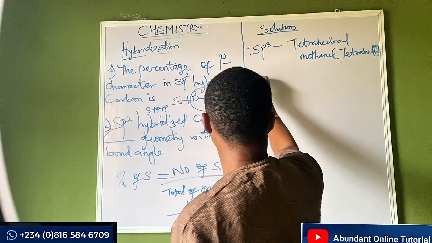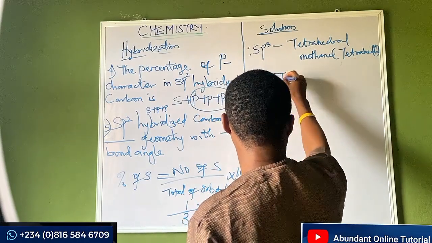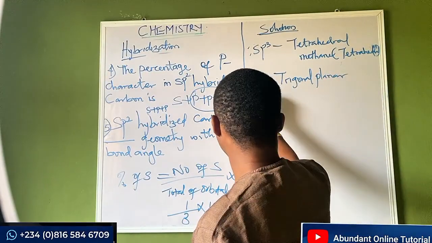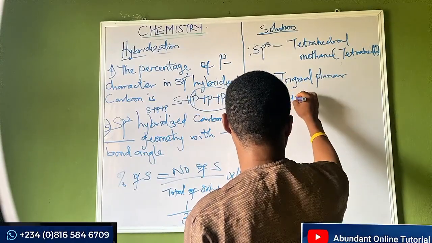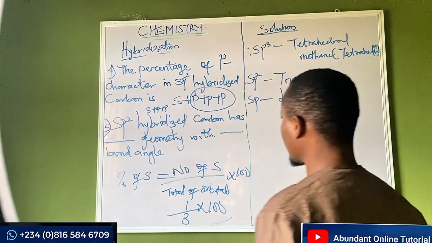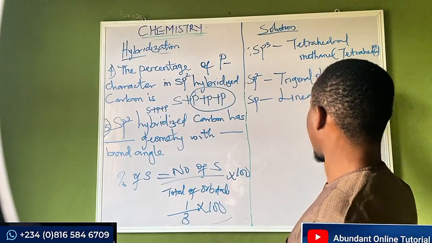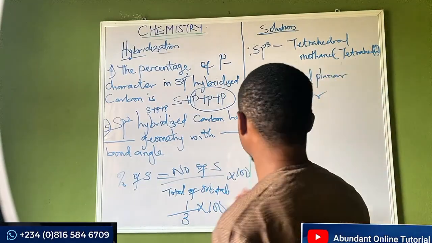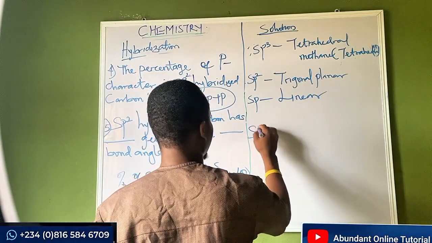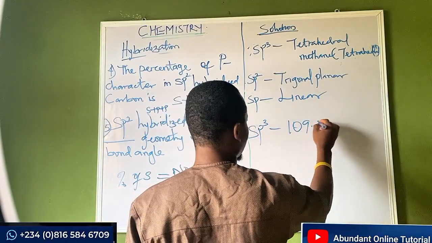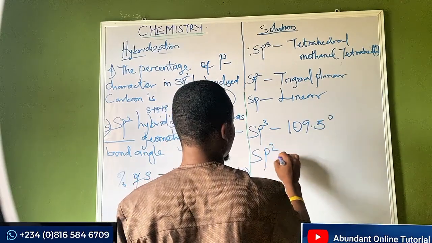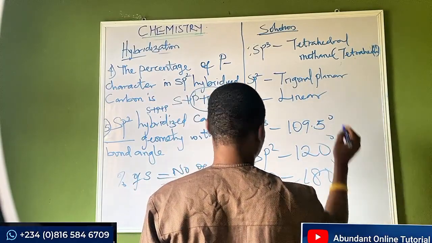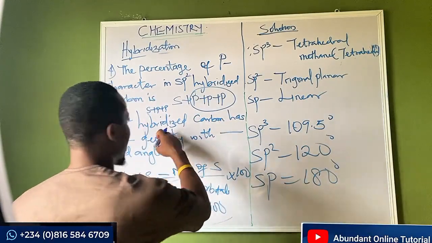So for my sp2, it is trigonal planar. And my sp is linear. It has a linear geometry. sp2 has trigonal planar and sp3 is tetrahedral in geometry. So for the bond angle, I have told us that sp3 has 109.5 degrees. Then sp2 is 120, and my sp is 180, since it is linear. So therefore, my sp2 hybridized carbon has what?